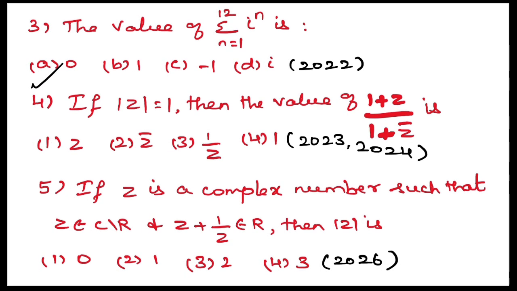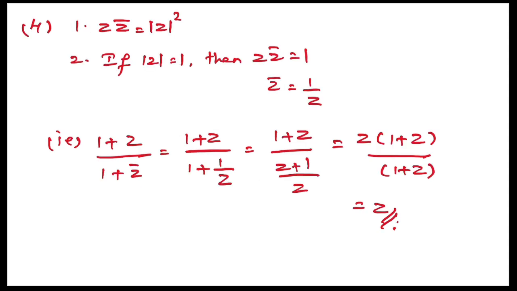Next problem: if mod z is equal to 1, then the value of (1 plus z) by (1 plus z bar) is. This is a 2023-2024 question. Before solving, remember these 2 important properties. z times z bar is equal to mod z square, and if mod z is equal to 1, then z z bar is equal to 1. From this, z bar is equal to 1 by z.